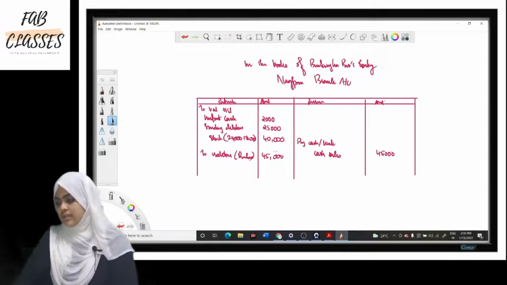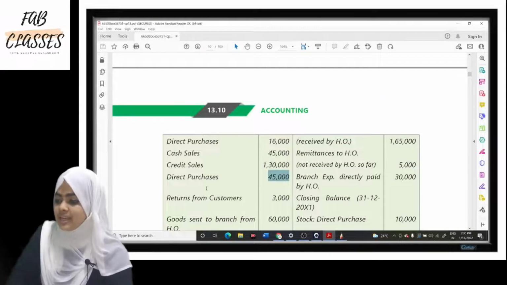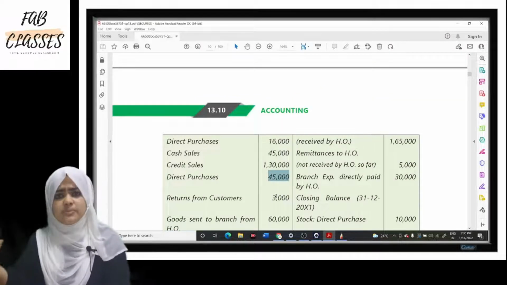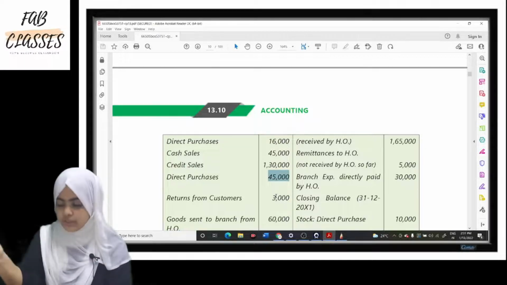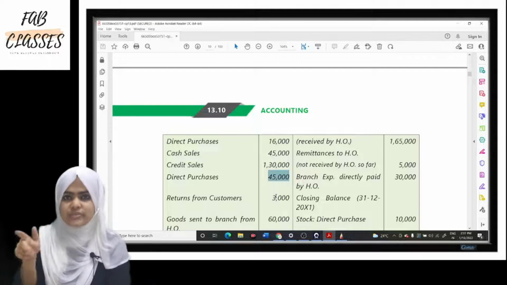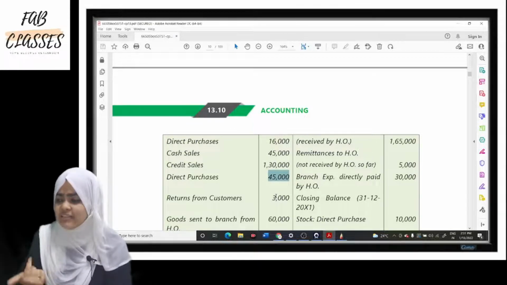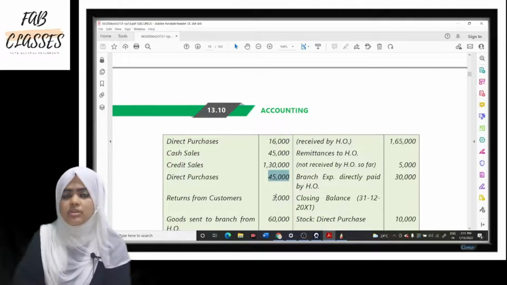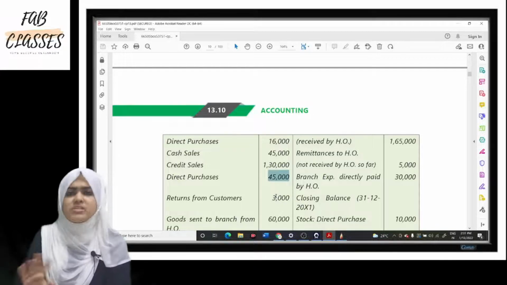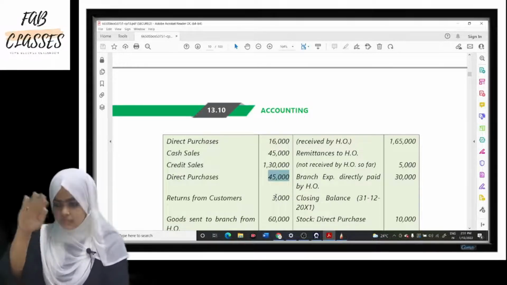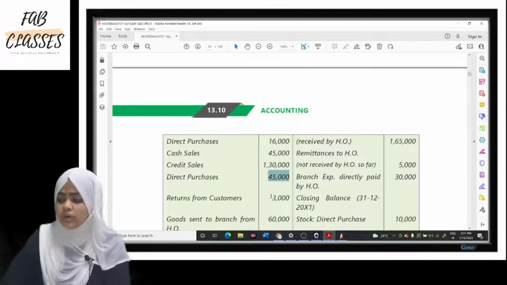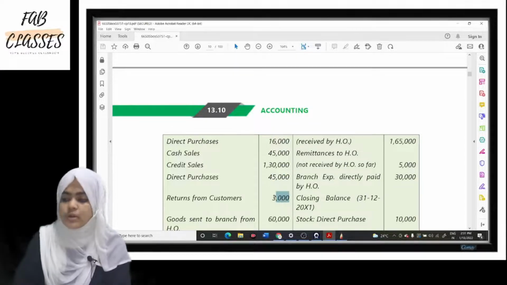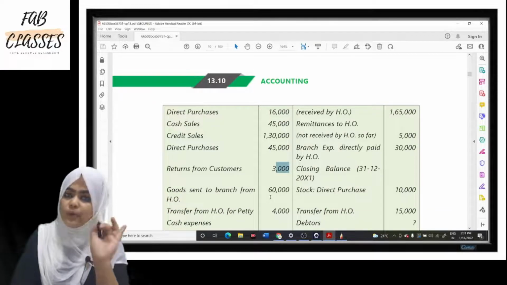45,000. 45,000 has been recorded. Next, what is there? Returns from customers. Customer has returned something to the branch. So remember the format which we discussed earlier. In case of debtors method, does anywhere this returns from customer come into the picture? No, right? Returns from customer is not recorded in the debtors format or in the branch account according to the debtors method, right? So this is of no importance. In branch account, this returns from customer will not come.